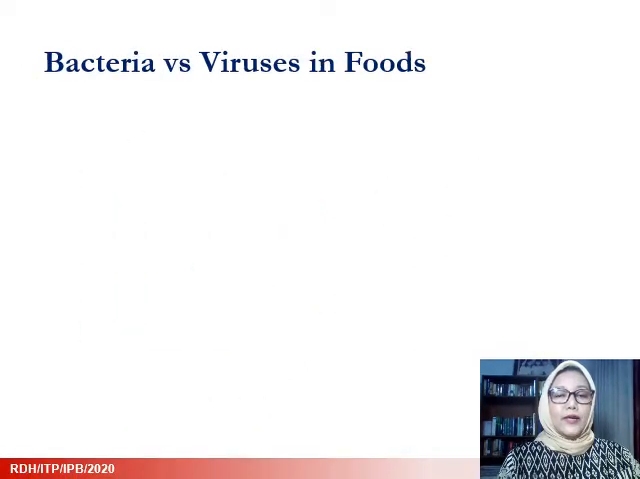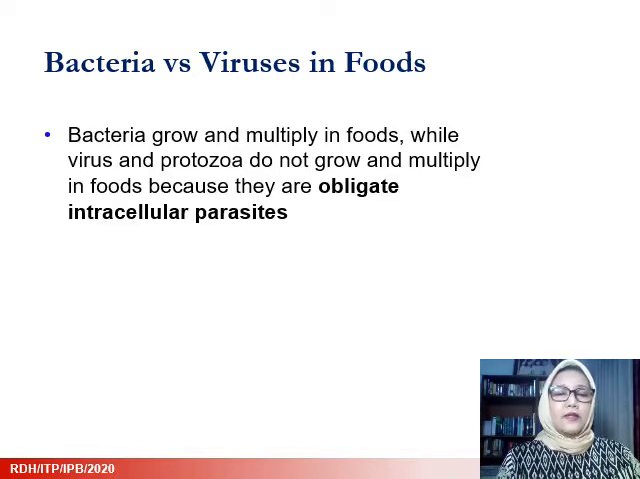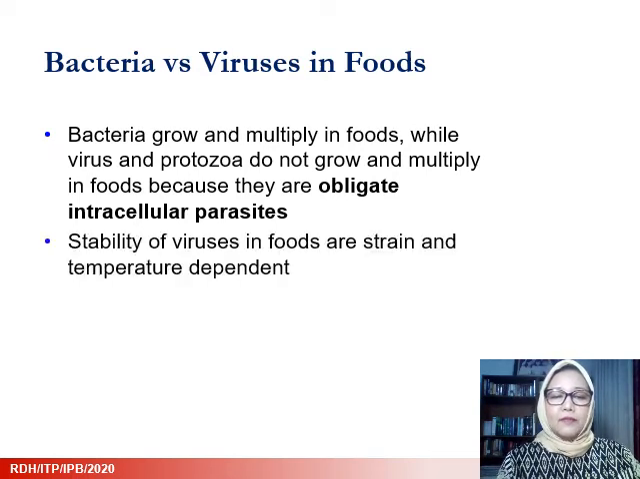We all know already now that both bacteria and viruses could cause illnesses. Now, what about their fate in foods? Bacteria grow and multiply in foods, while viruses as well as protozoa do not grow or multiply in foods because they are obligate intracellular parasites. That means they have to be living inside a living host to be able to replicate.